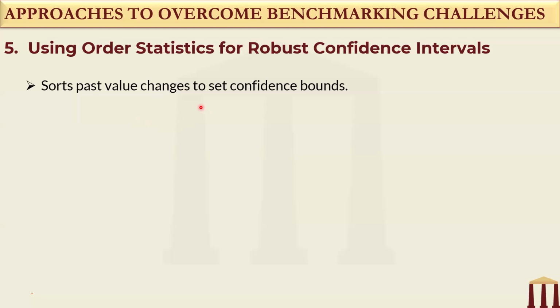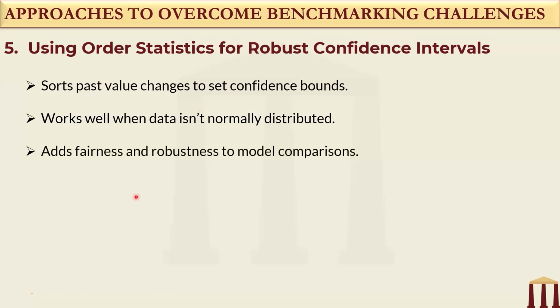So this approach is especially valuable when the underlying data is not normally distributed, which is often the case, as we discussed many times, in financial markets. Fat tails, skewness, no problem. Order stats, they don't actually care. And the big win is that it adds fairness to the comparison process. Okay. Instead of relying on assumptions that may not hold, this method keeps things grounded in actual observed outcomes. So it's a great tool to ensure robustness in your model comparisons, even under difficult real world conditions.